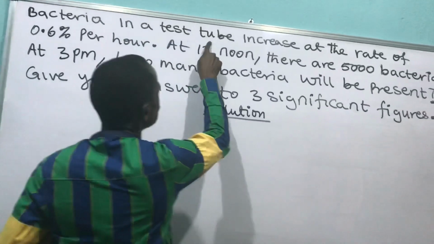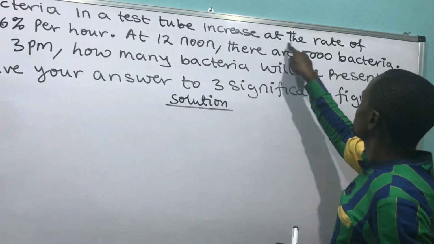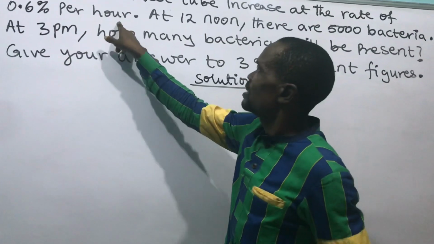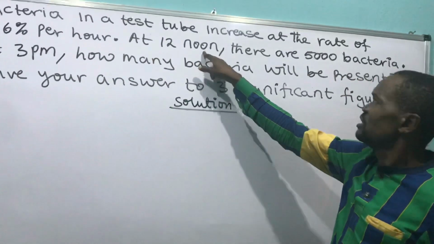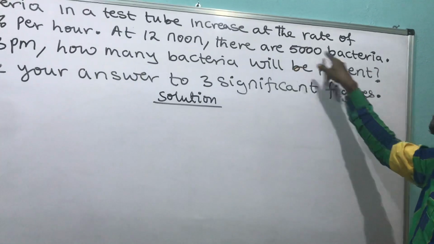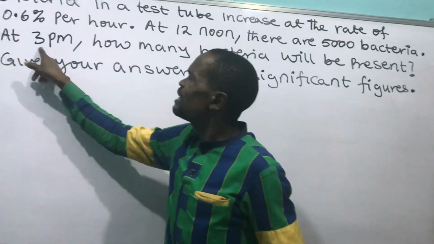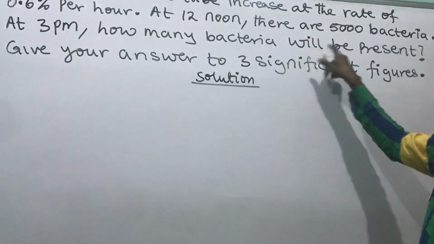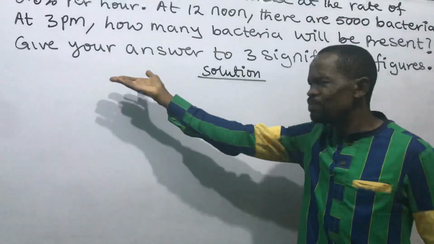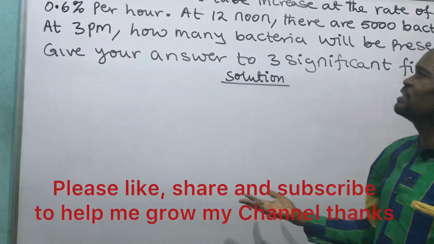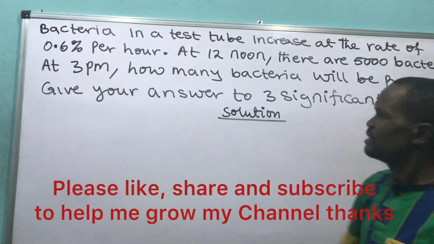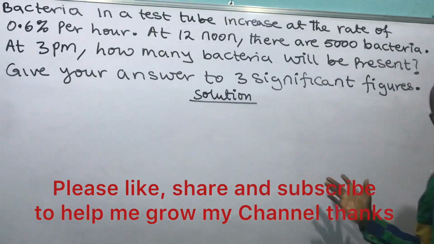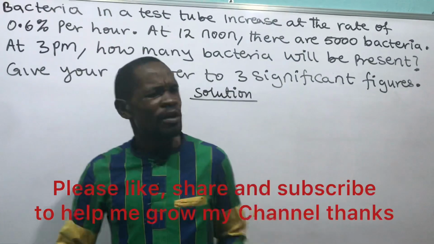Bacteria in a test tube increase at the rate of 0.6% per hour. At 12 noon, there are 5,000 bacteria. At 3 p.m., how many bacteria will be present? Give your answer to 3 significant figures. That's what the question is all about. Then now, let's go to solution.